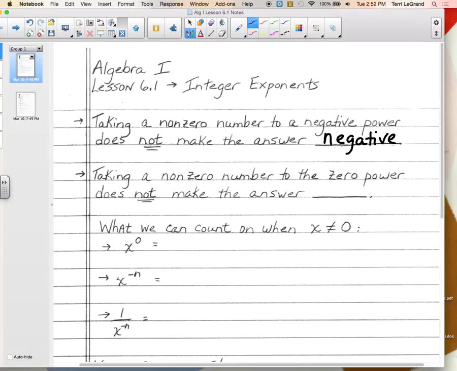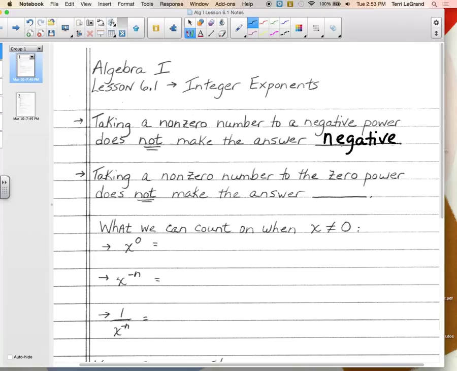As those integer values go down, -2, -3, -4, and so on, do you think it'll ever get negative? No. It will only get smaller and smaller and smaller, and it'll eventually get really close to 0, but it's never going to get there. There isn't anything taken to a power that gives you 0. So when you're taking something to a negative power, it's not ever going to make the answer negative.